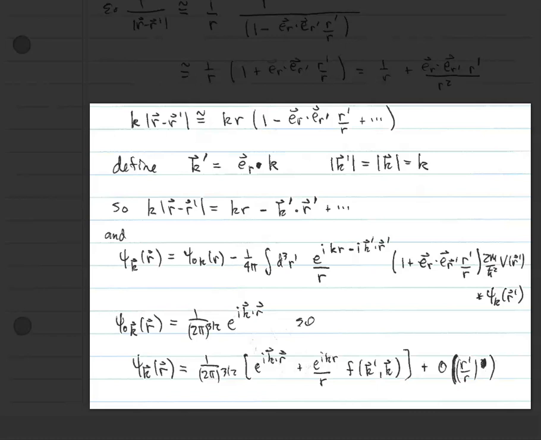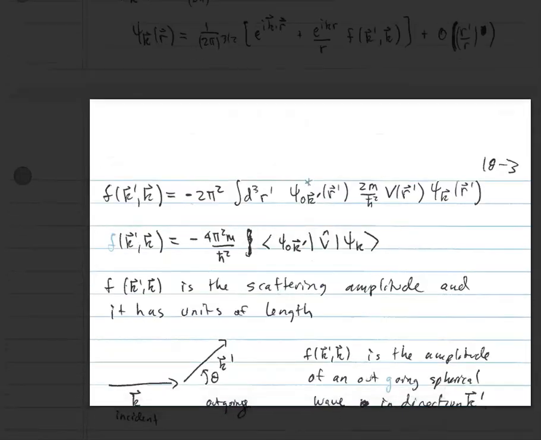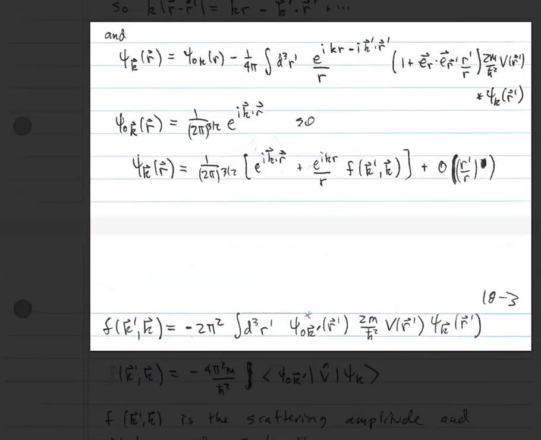And we're going to call the thing that second term multiplies f of k prime k plus order r prime over r. Now we have to work out what the f of k prime k is. You can read that off from the integral. The f of k prime k is going to just be minus 2 pi squared integral d cubed r psi 0 k prime star of r prime. You notice that e to the minus i k prime dot r prime, that's psi 0 k prime star of r prime. We have the 2m over h bar squared. We have the V of r prime. We have the psi k of r prime as well.